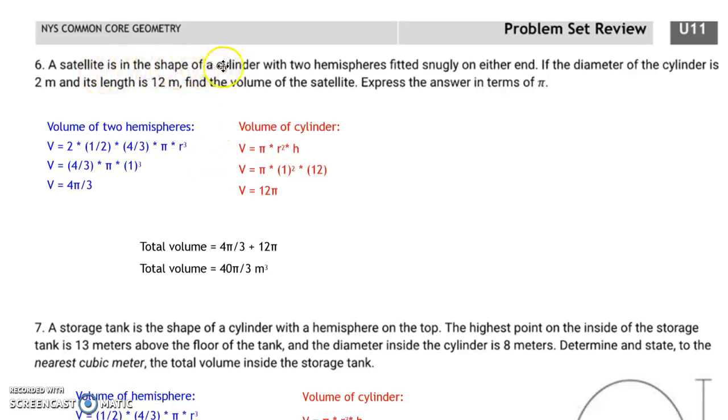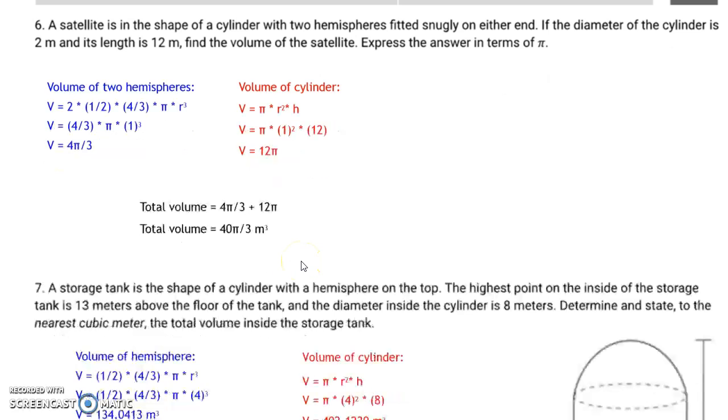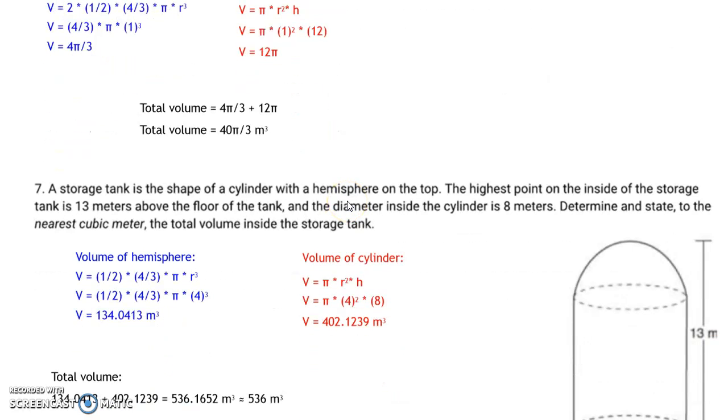Moving right along, the satellite is in the shape of a cylinder with 2 hemispheres. Well, if it's got 2 hemispheres, 2 half spheres, that 2 and that 1/2 is going to eliminate, and all I have left is 4/3 pi and the radius cubed. In this case, the diameter is 2, which means the radius is 1, so 4/3 pi is my volume for the hemispheres. The volume for the cylinder is here, and when you need the volume for the total, we take those 2 and add them together. It says express the answer in terms of pi, so no rounding is going on. I don't put pi in my calculator, I just put the numbers in the calculator and find the answer.